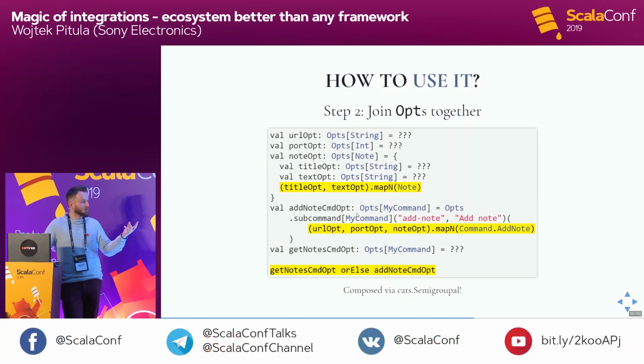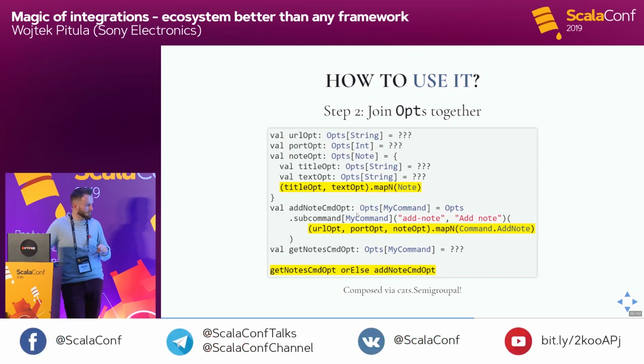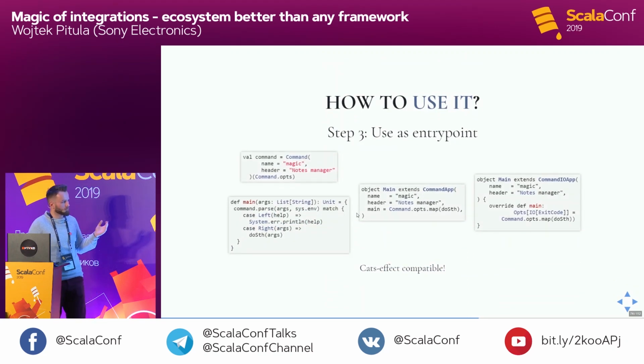And when you join them, you use this mapN function. What is important here is that it's not some random function from the Decline API. It comes from Cats syntax for the Semigroup type class. You don't need to know what Semigroup is, but you know that it's not specific to Decline in any way. It's more generic than that. So you join everything together, and then you just run it.